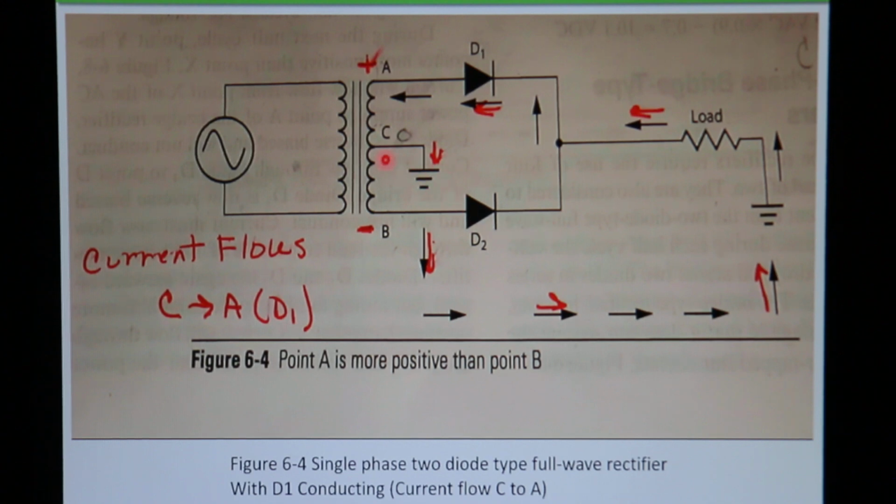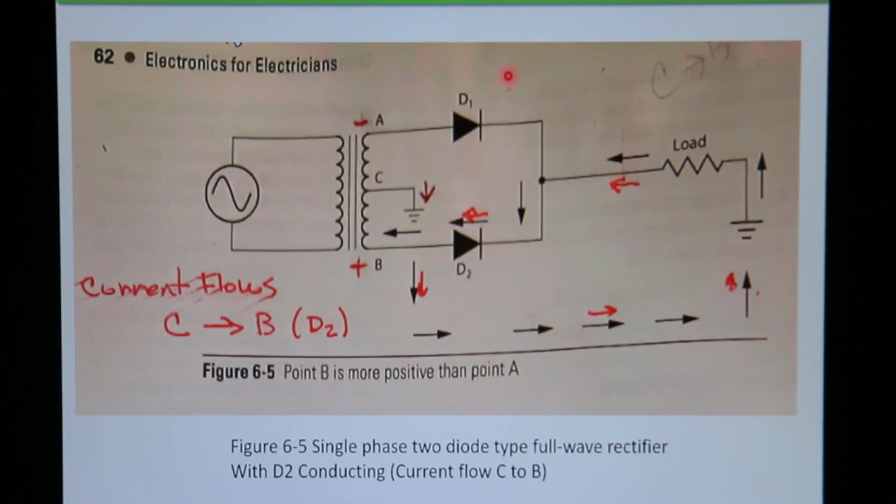So guys, what will happen here is when I'm in this part of the waveform, as this AC alternates and sets this transformer up with a negative and a positive, I'm going to conduct from C, from this lead, it's going to go to ground. It's going to come back up through the ground, go through the load, and back to the plus side through D1. So I conducted current from C to A. D1 was on. Okay?